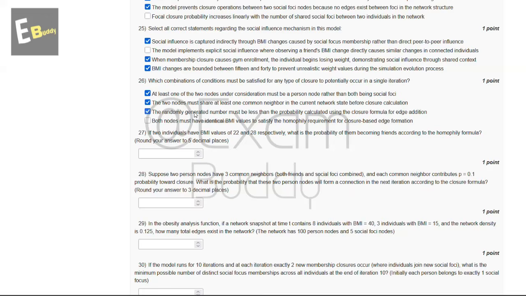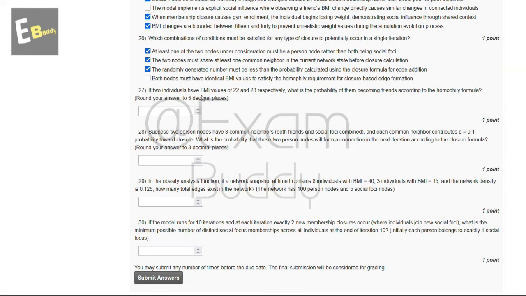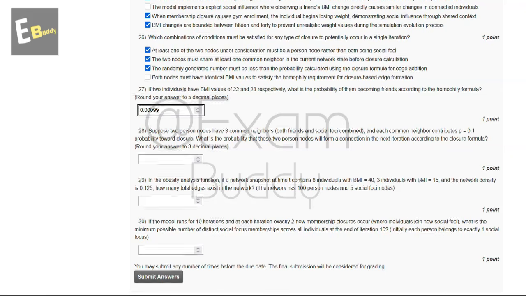And now let's go to our question number 27. If two individuals have BMI values of 22 and 28 respectively, what is the probability of them becoming friends according to the homophily formula? So the answer for our 27th question is 0.00099.